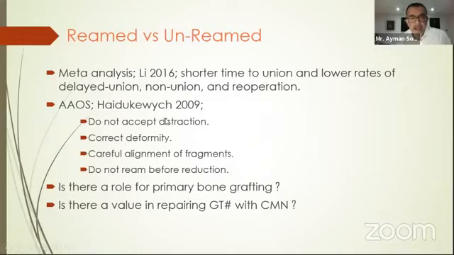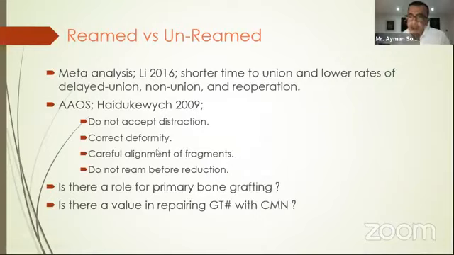This is some advice from the American Academy of Orthopedic Surgeons for the use of nails, and the advice is do not accept distraction. Correct your deformity before you even start fixing the fracture. Once you start fixing the fracture, you're not going to reduce it. Never think that you are going to reduce your fracture with the nail. You reduce your fracture and then apply the nail to hold it where it is.